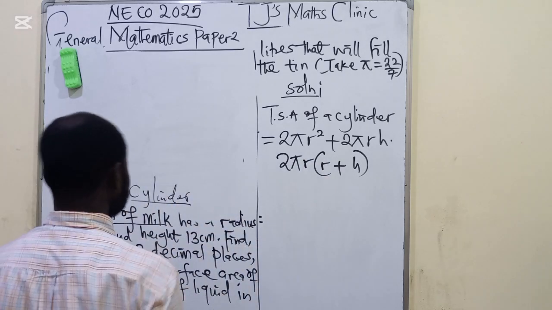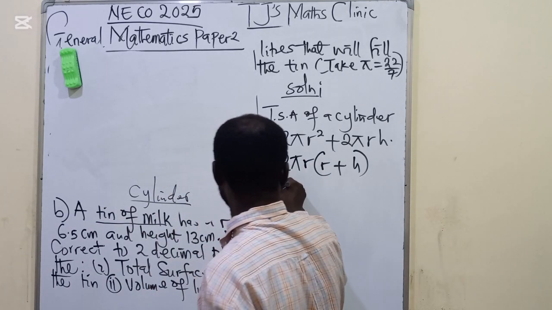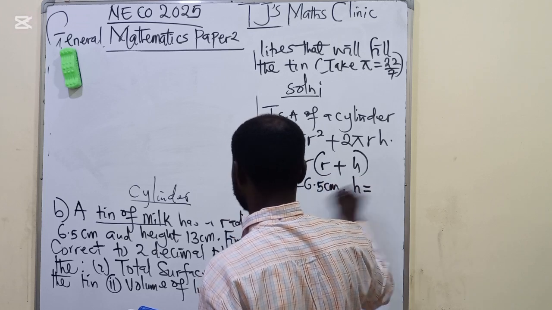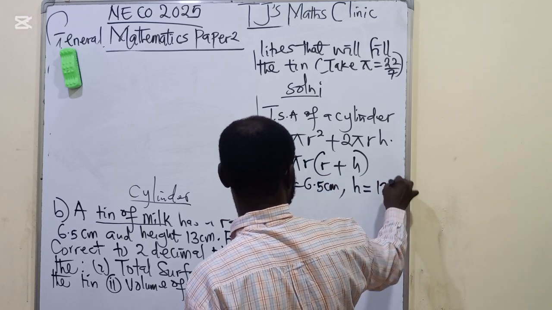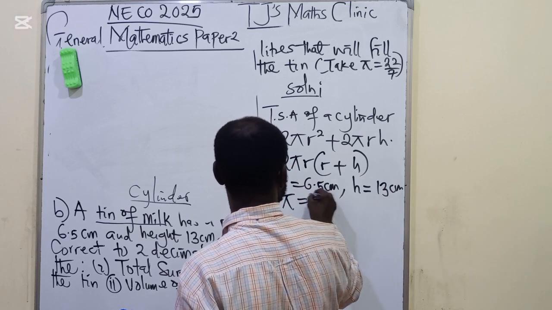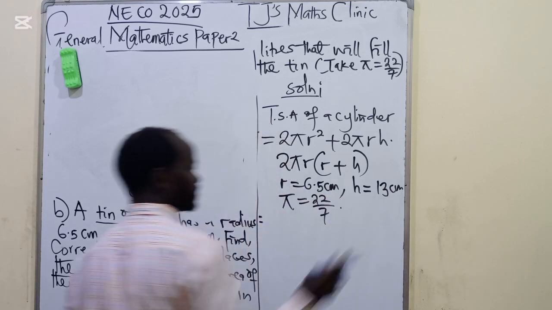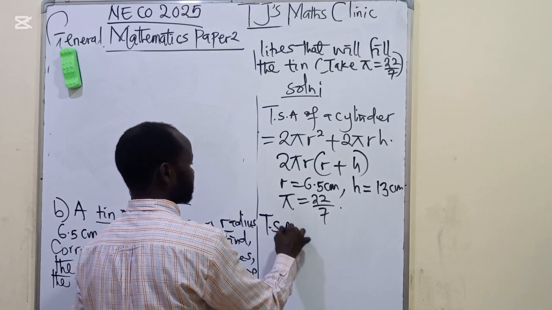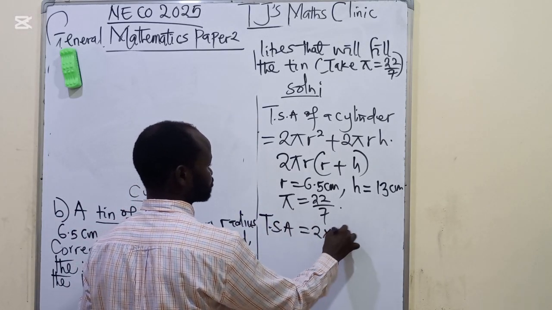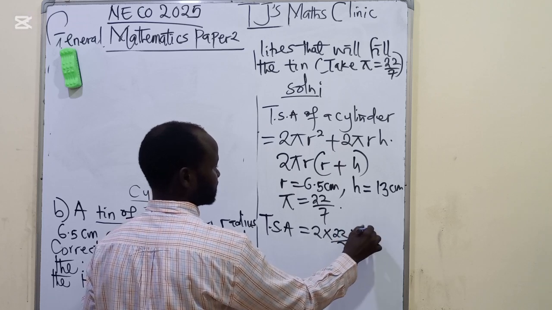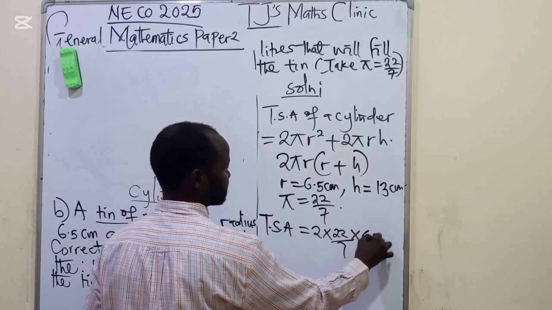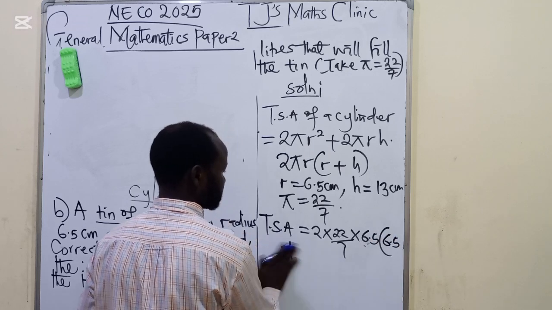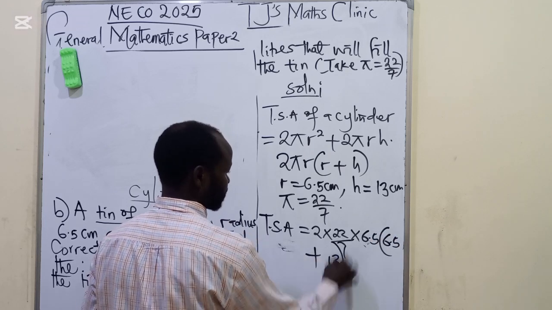Okay, from the question, let's bring out some information. Our r is 6.5 cm. Then our h, which is the height, is 30 cm. Then our pi, of course, is 22 over 7. It's just a question of substitution now. The total surface area will be 2 multiplied by 22 over 7 times r, which is 6.5, bracket open, 6.5 plus the height 13, we close the bracket.